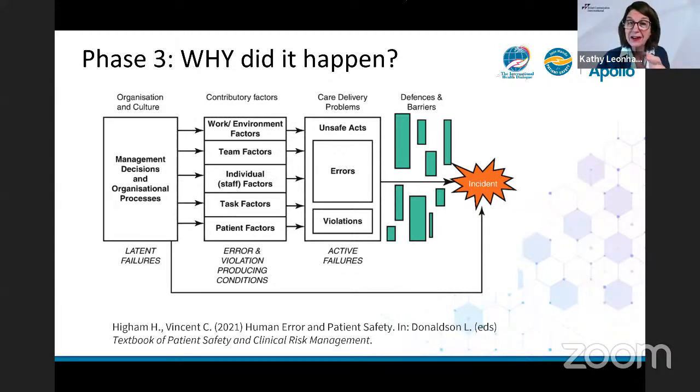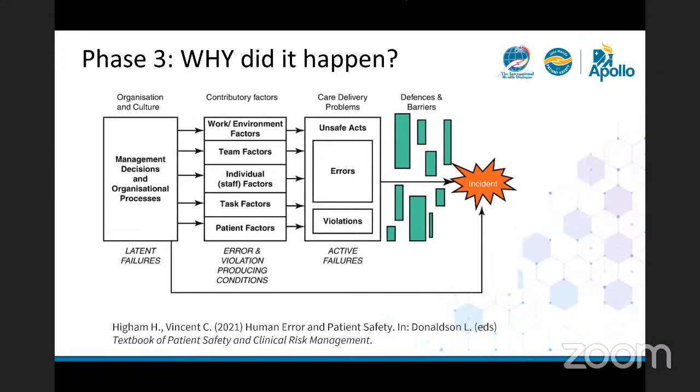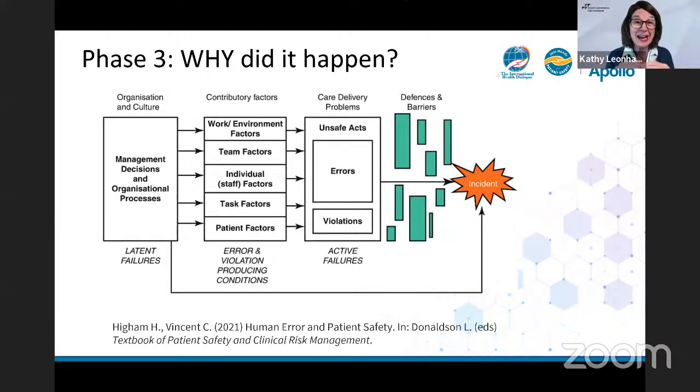But that is one of the behaviors that we have to consider when we're analyzing and investigating our events. So when we think about the care delivery problems, that's the human behavior. Always remember there are different types of reasons why we as humans, your staff, may make a mistake. And I like considering the three categories: unsafe acts, errors, and violations.